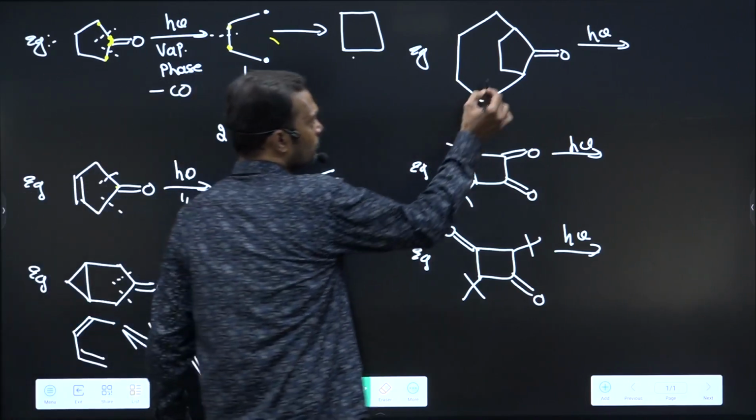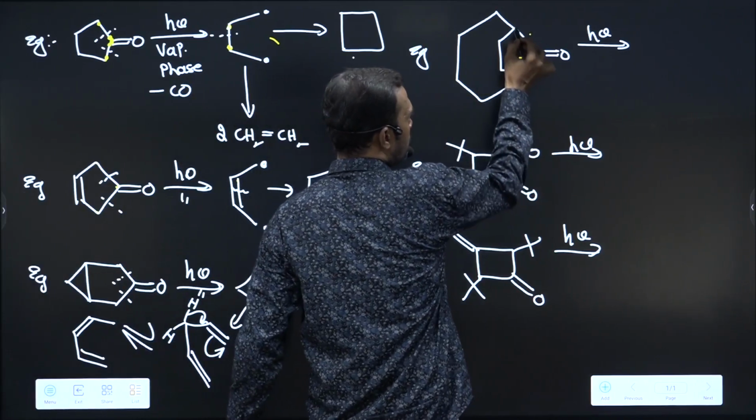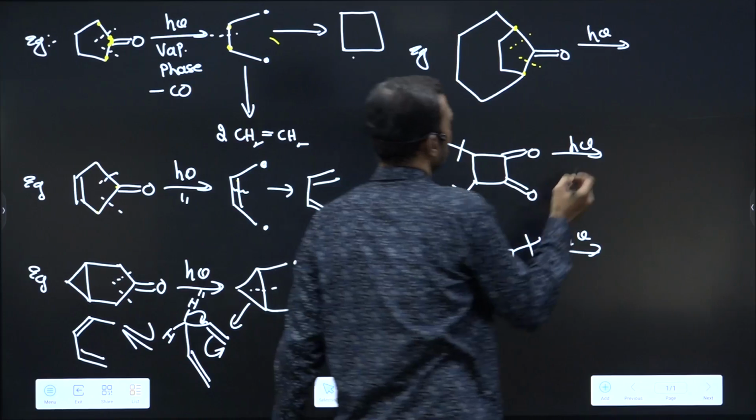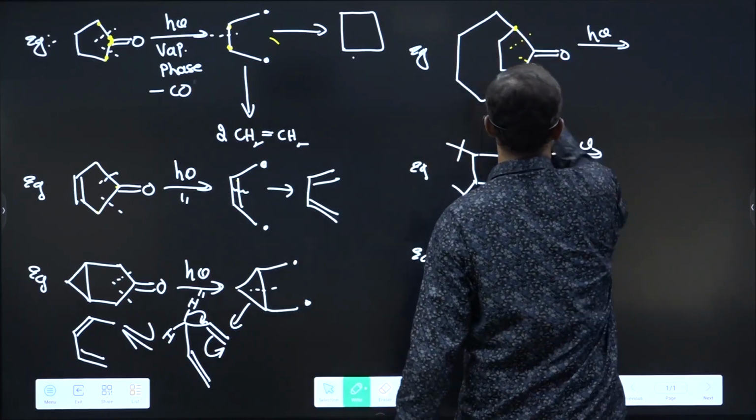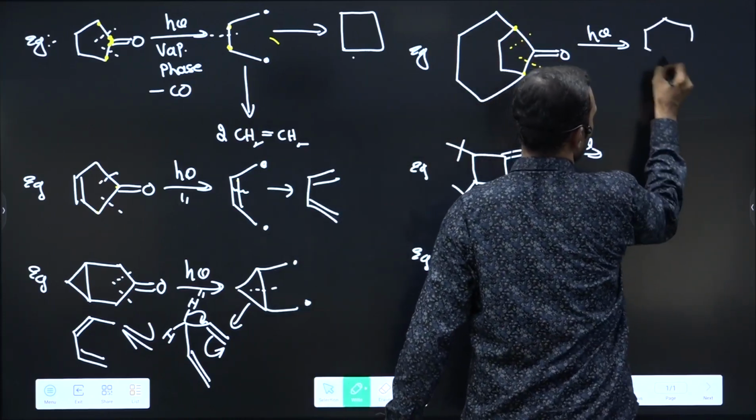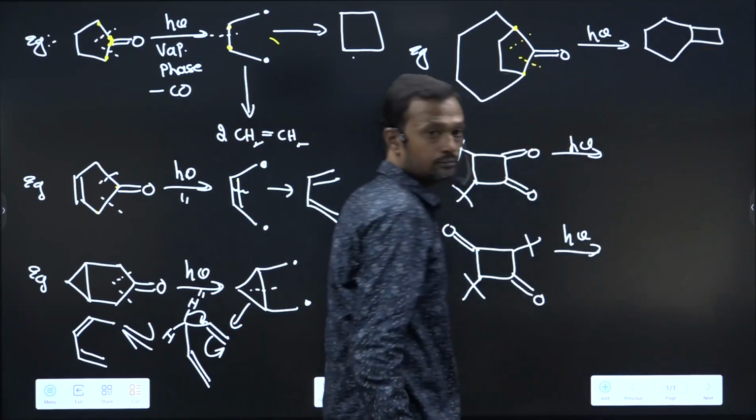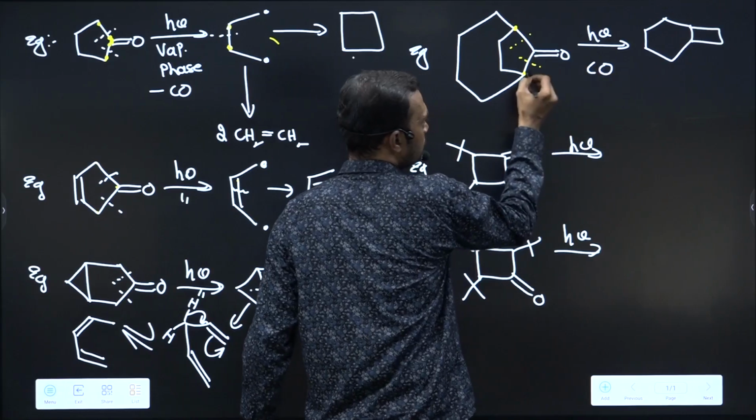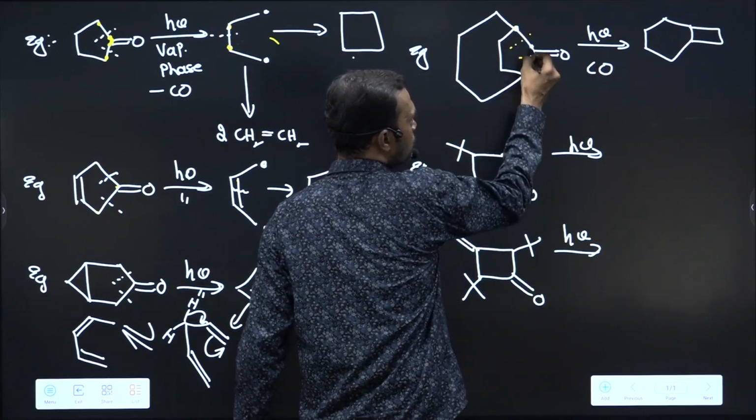So break this bond. After breaking this bond, combine these two radicals. Remove CO, combine the two. If I combine, what will you expect? 1 2 3 4 5 6. So that is the answer. So what is removed out? CO is removed out in the gas phase. These two radicals combine, and CO is released.